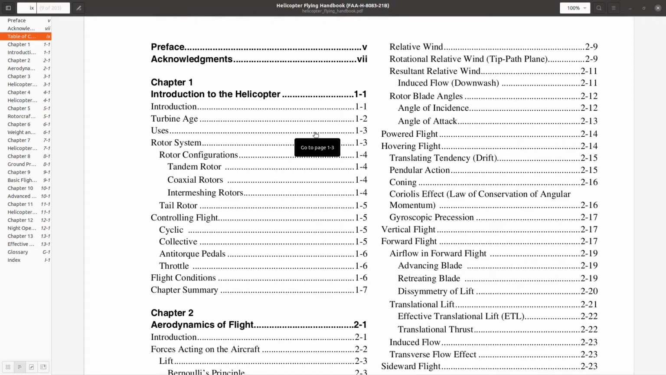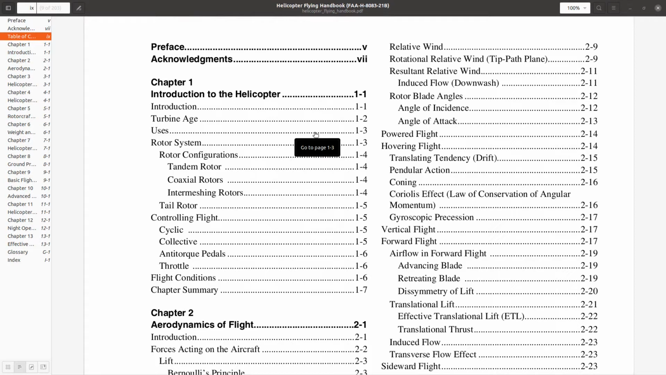So, for those of you in the ground school who are also considering helicopters, maybe even not right away, maybe it's an eventual kind of thing that you're looking to do, that's what these videos are about.